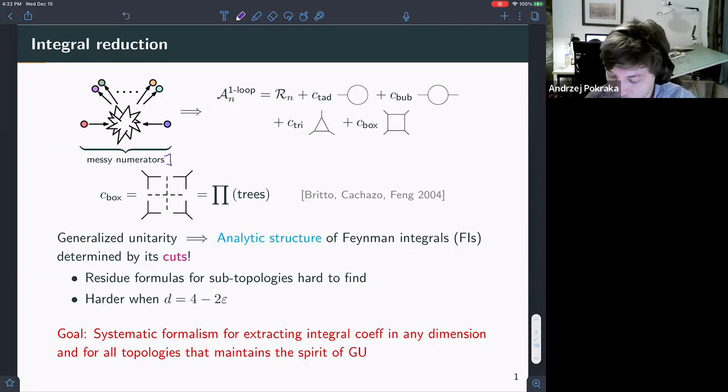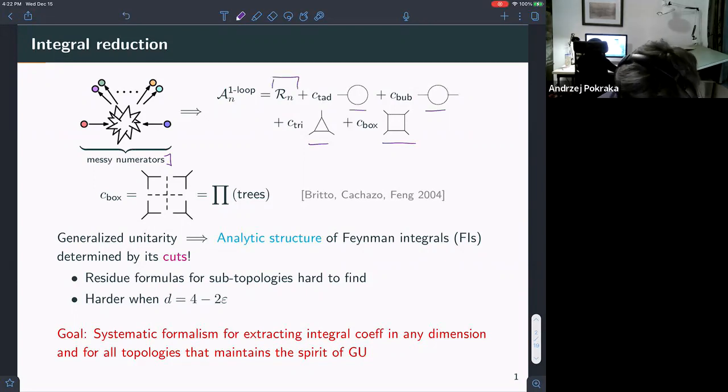So the smarter way is really to express any amplitude in terms of a linear basis of well-known master integrals. So in the case of one loop, we have a box, triangle, bubble, and tadpole, and also the possibility of a rational term. So with this basis, we just need to know how to compute these coefficients. And generalized unitarity gives us a way to do this. Essentially, it tells us that we can get these from cut matching.